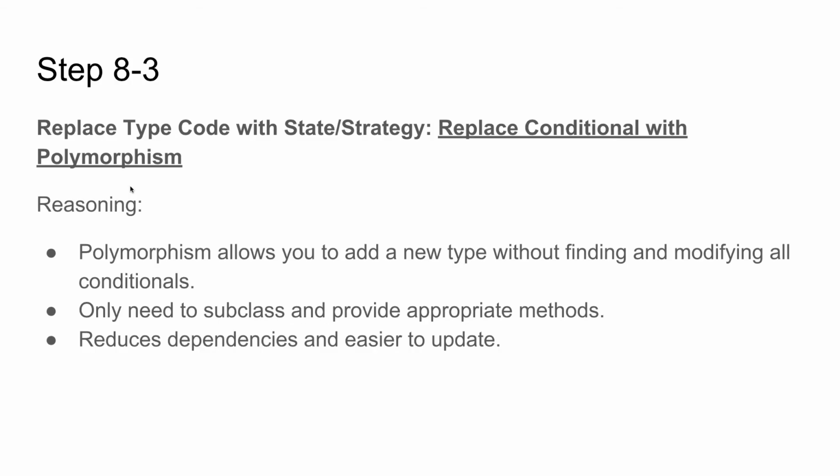So there we have it. We've done the replace type code with state strategy and replace conditional with polymorphism. The reason why we want to use polymorphism is because it allows you to add a new type without finding and modifying all conditionals. We only need to subclass and provide appropriate methods, and it reduces dependencies and is easier to update.